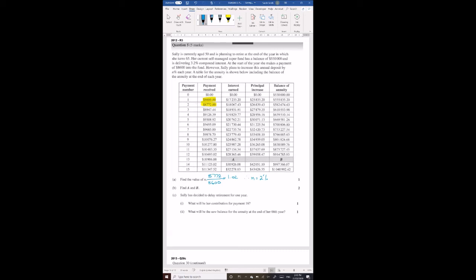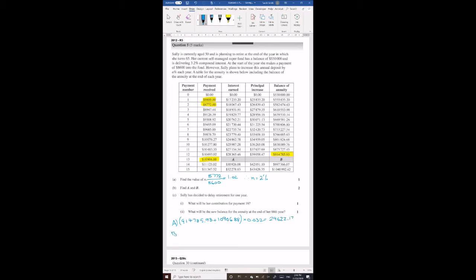To find the values of A and B, so for A, what we are doing is we have our balance of our annuity plus the payment received. So we'll have 914,785.93 plus 10,688. We're going to be multiplying this by our rate, which is 0.032, and that equals 29,622.17.